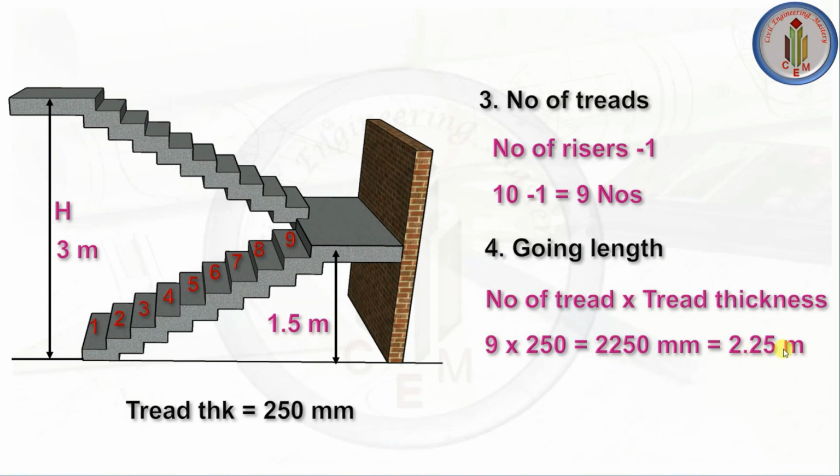So this length is without the landing. If we take the landing as 3 feet or 3 feet 6 inches, that also we need to add along with that. This is only the length of the steps from the first riser to the last riser. So that is going length.